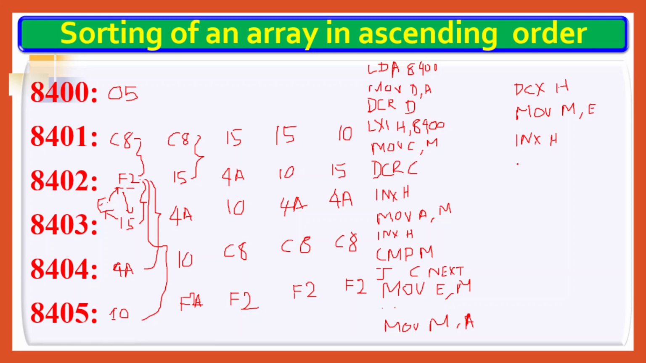Now we have to decrement the count within a loop. The count within a loop is C, so we'll decrement this, DCR C. If no zero, we have to jump within the loop. For that you can use any label. For example, I am using A1. The A1 should be here, because the current M is pointing to that current location that has to be copied. This is A1.